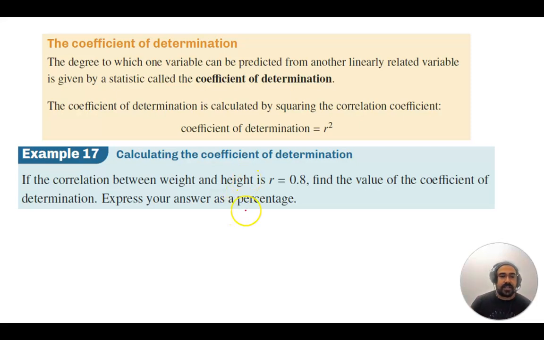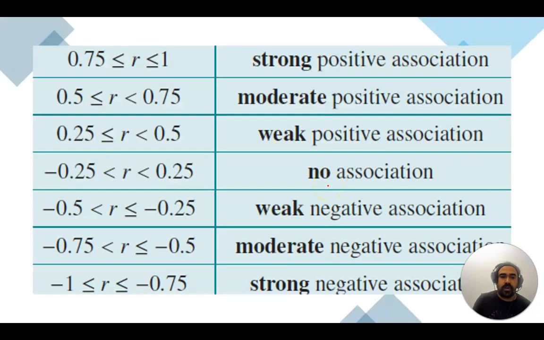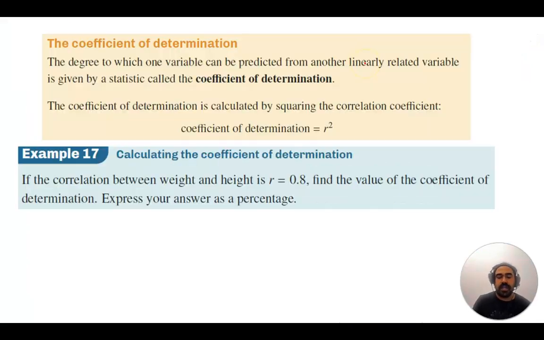Let's say there is a correlation between weight and height, and this correlation has an R value of 0.8. So going back, 0.8 lies within this interval here. So there is a strong positive association between weight and height for this particular sample of people. And what we're going to do is find the value of the coefficient of determination, and we'll talk about what it means. We'll just try to figure this out.